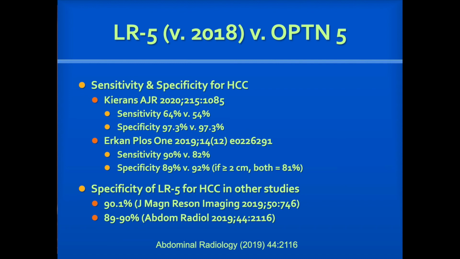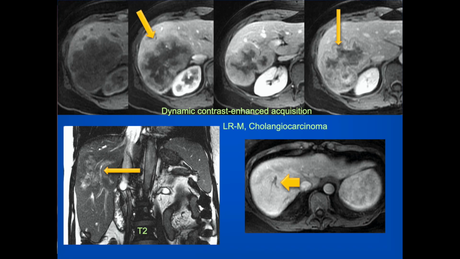And again, this reflects the fact that OPTN was really structured from the very beginning to be highly specific, so that when they took a patient to transplant, based on an imaging diagnosis, they were fairly certain it would really be HCC. Let's look at another case.